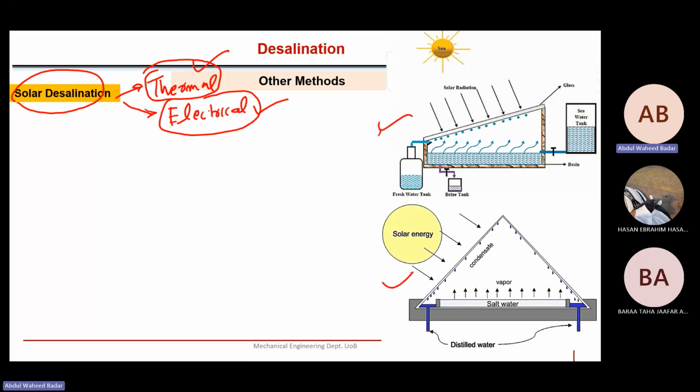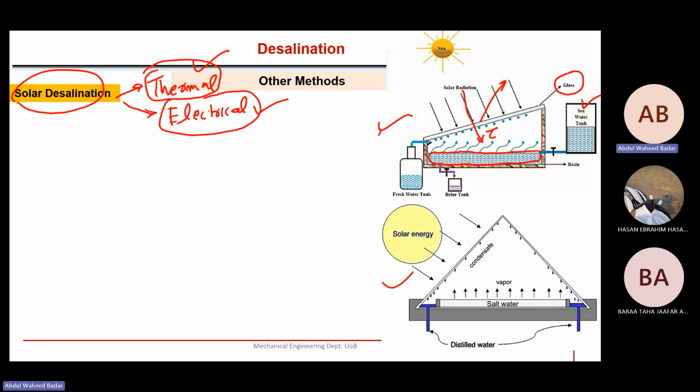In this figure, we see thermal solar desalination. Here is the seawater, which is supplied from a seawater tank. At the top of that vessel, there is a glass cover. What this glass will do is allow the solar radiation to pass through. It will not absorb solar radiation, or a very negligible amount will be absorbed. Some small amount will be reflected back, but the major part will be transmitted.